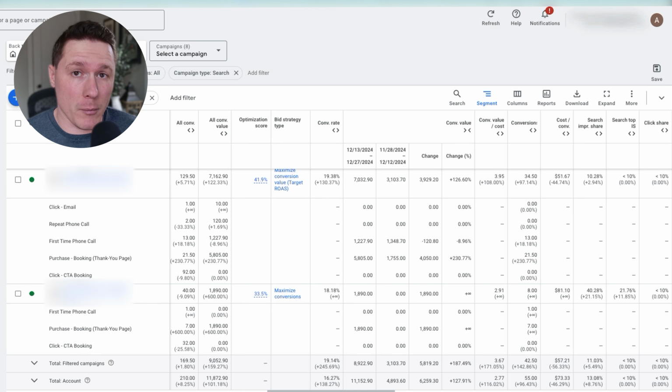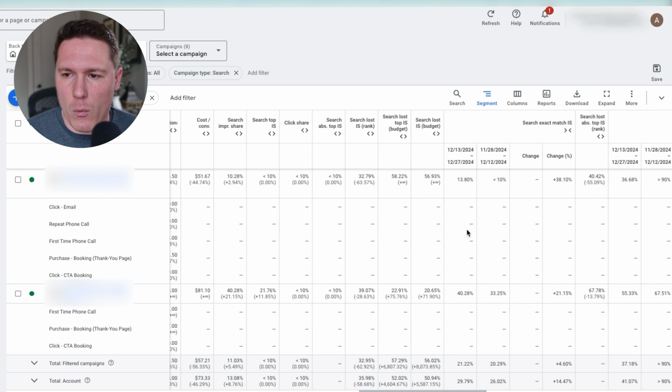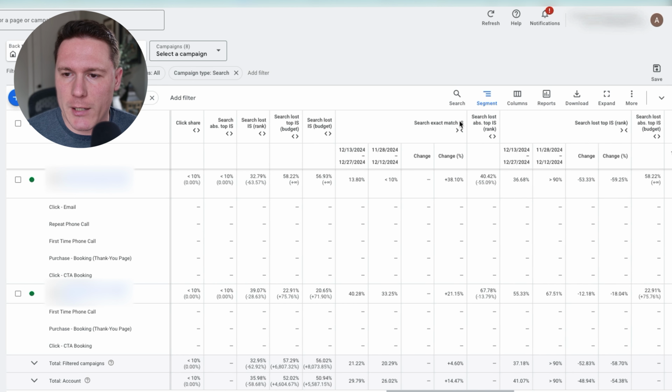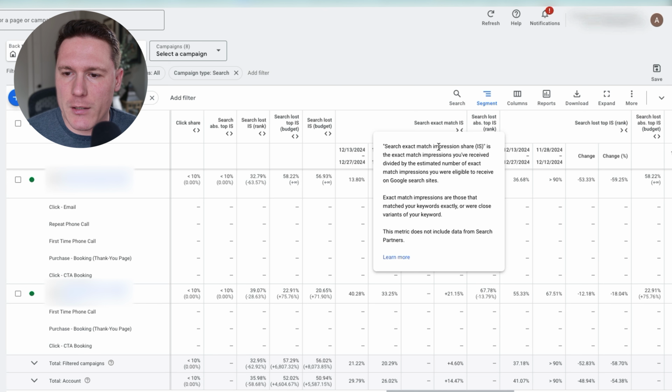But it's incredibly powerful in staying in control of your campaigns. And I'll talk a little bit about why there's this search exact match. This metric is basically showing us how much the exact match impressions you've received divided by the estimated number of exact match impressions you were eligible to receive.